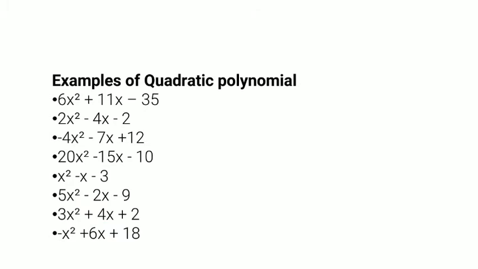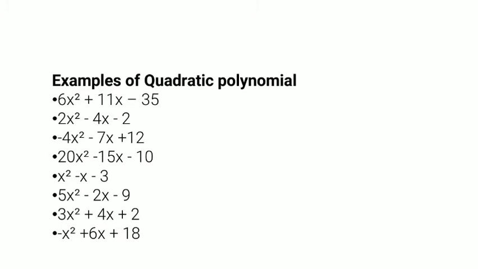Here I have listed a few examples of quadratic polynomials. As you can see, 6x^2 + 11x - 35 and so on. So many are given over here. These are all quadratic polynomials. All have a non-zero coefficient of x^2, and there are 3 terms written. In many places you can get a quadratic polynomial having two terms, that is 3x^2 + 7.